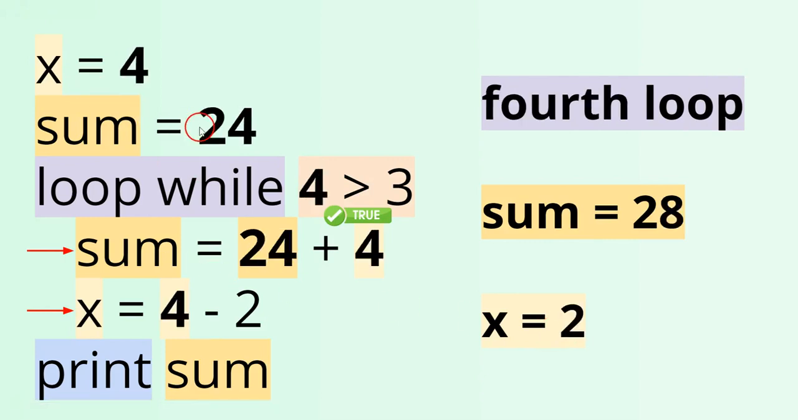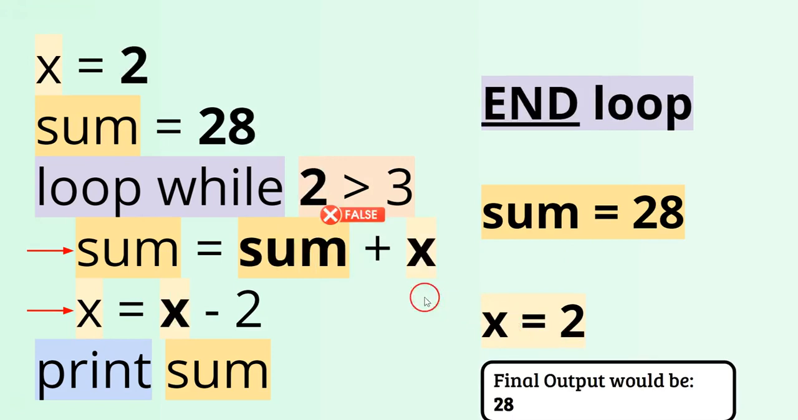So let's update our variables. X equals 4. The sum is currently at 24. Is x greater than 3? 4 is greater than 3. That's true. So let's go ahead and add the sum and x together. That's 24 plus 4. That's 28. And then 4 minus 2 is 2.